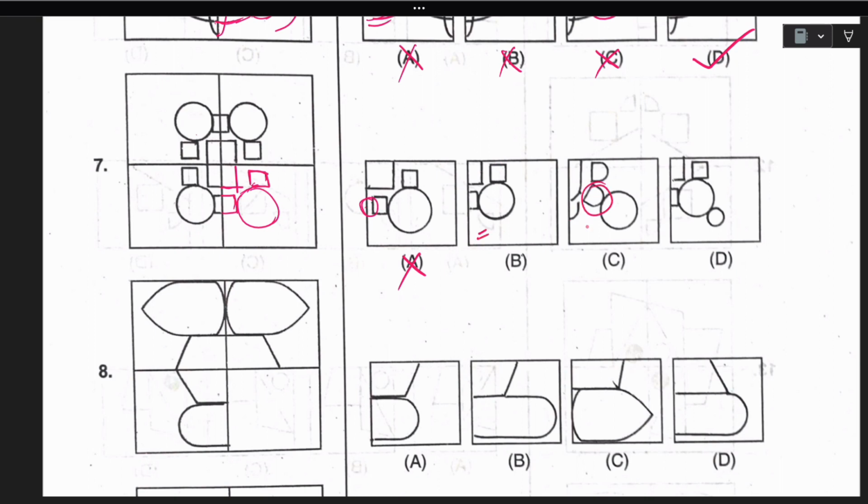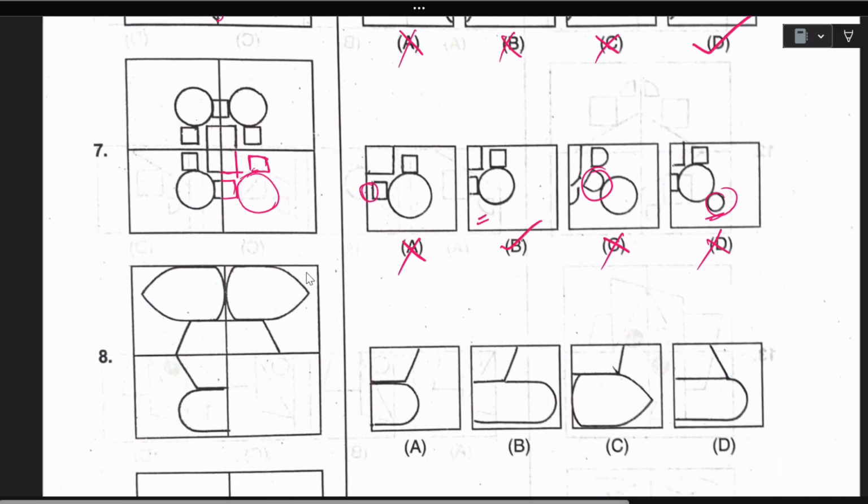Here we have different figures, so we will be eliminating this, and we have an extra circle here, so we are eliminating this. The last one we have is B. Here everything is matching. This rectangle is as per our requirements, and this small rectangle is also fine, and this rectangle is also as we expected. So the correct answer is B. And the next one is the eighth one.